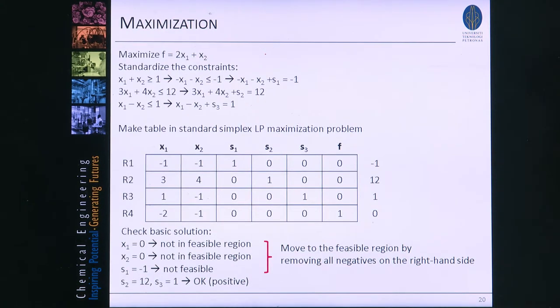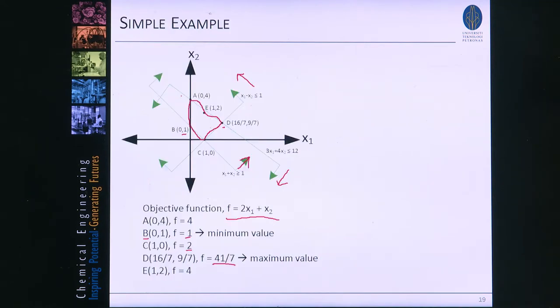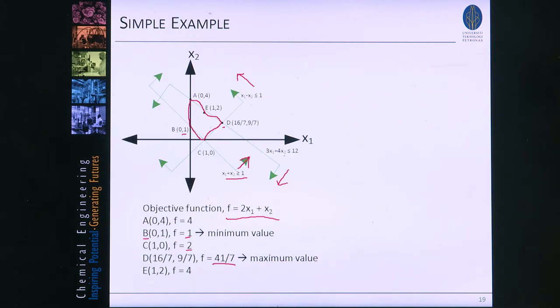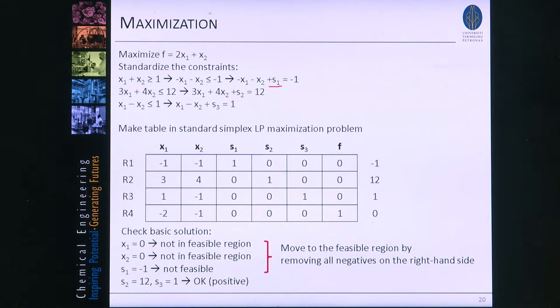So now we want to maximize this function, f equals x1 plus x2. We put all the constraints together: x1 plus x2 bigger than or equal to 1. We have to multiply it by minus 1, so we get this, and then we put the slack variable s1 here. Another constraint is 3x1 plus 4x2 less than or equal to 12, so it's already less than or equal to 12, so plus s2. And then x1 minus x2 less than or equal to 1, so we have plus s3.